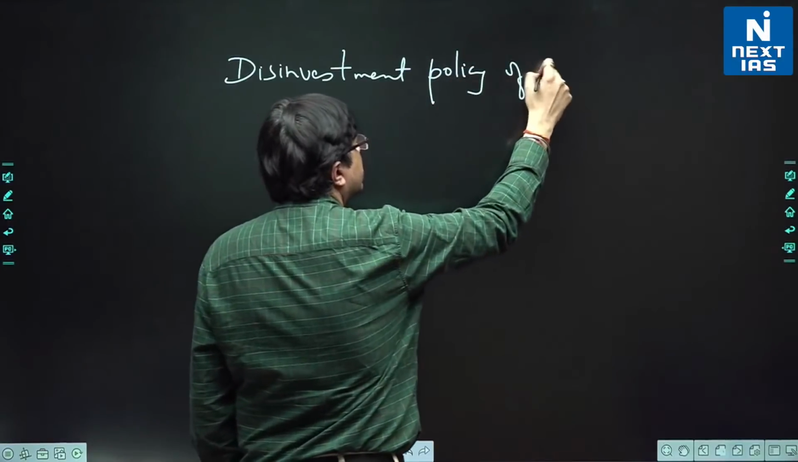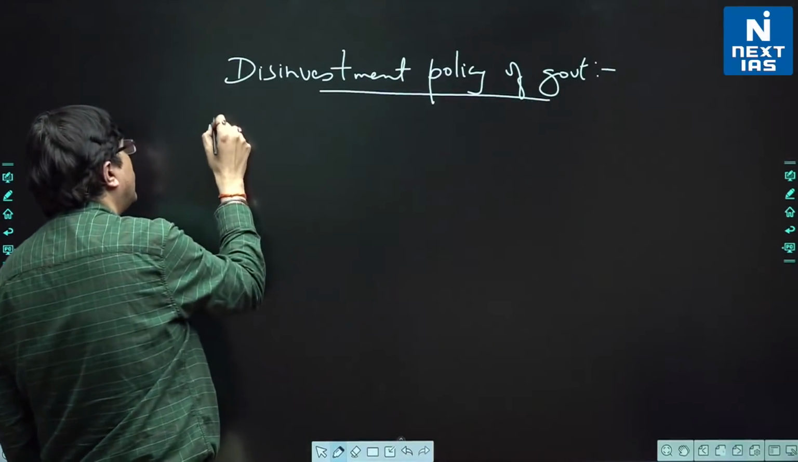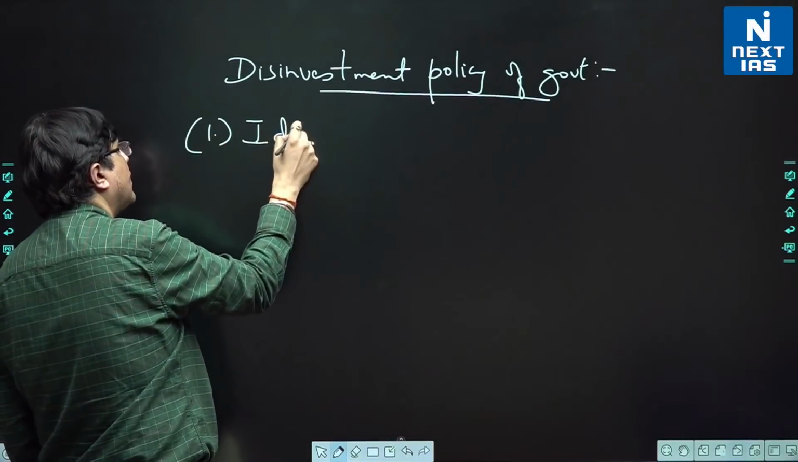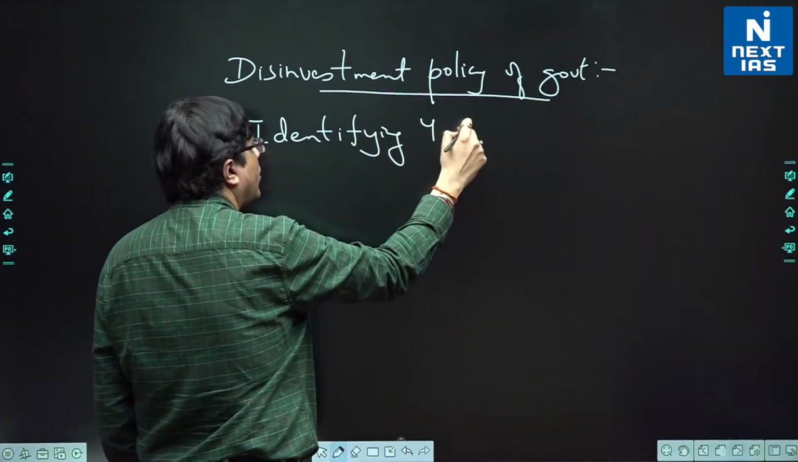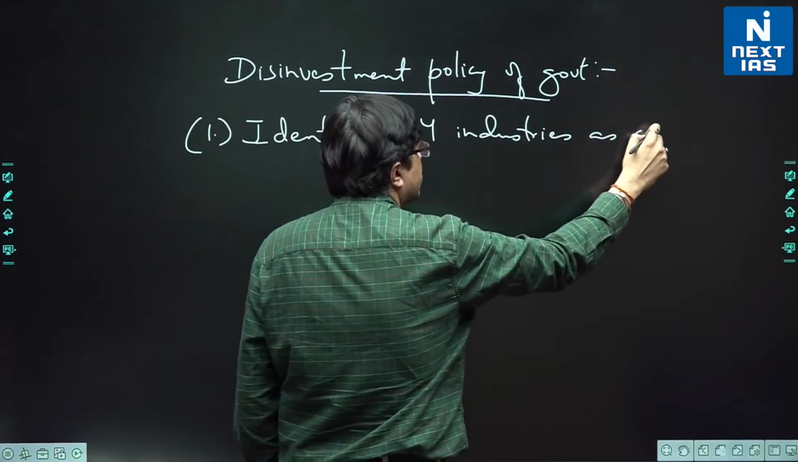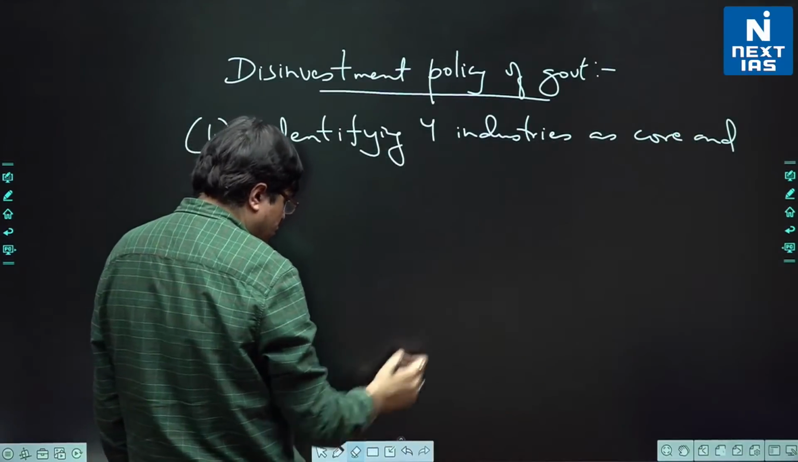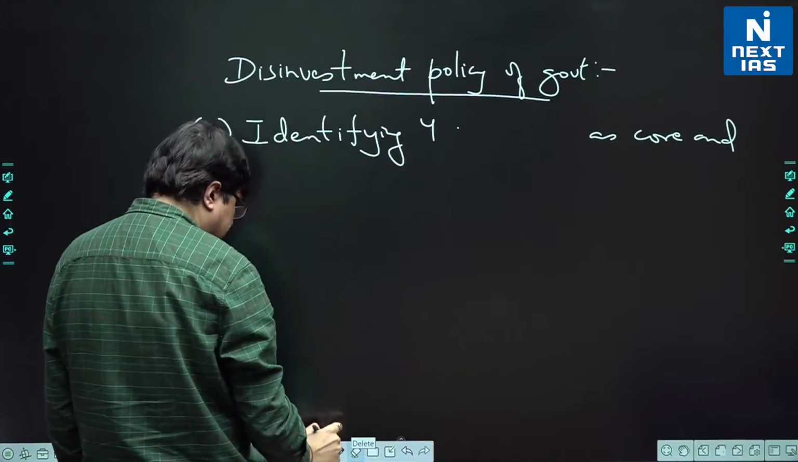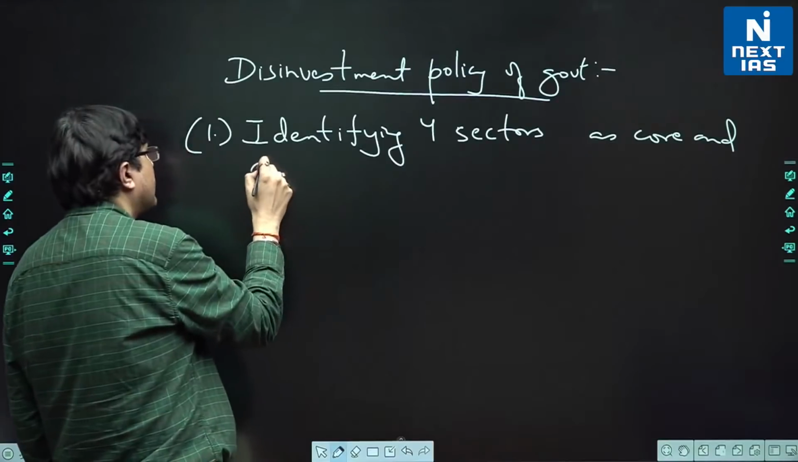So please understand this now, that the disinvestment policy of the government has some typical features attached to it. One, identifying 4 sectors as core and strategic.